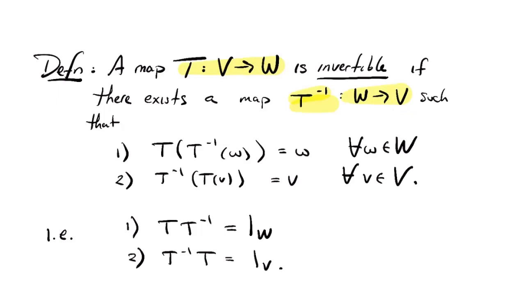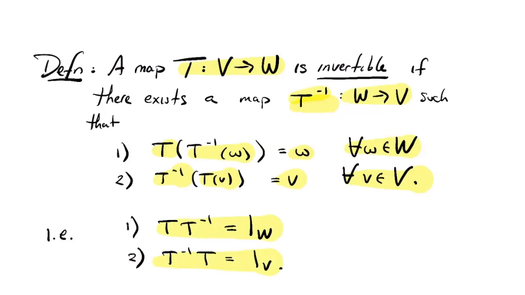And then what does that function have to do? It has to satisfy, I like to think of it as two properties. First of all, if you take any w in W and you apply T inverse to it, and then you apply T to that, you have to get w back. And the other way around, if you take any v in V and you apply T to it and then take T inverse of that, you have to get v back. In terms of function composition, alternatively, I could have just said that a function T is invertible if there's this other function T inverse from W to V, such that the composition of T and T inverse is the identity on W, and the composition of T inverse and T is the identity on V.